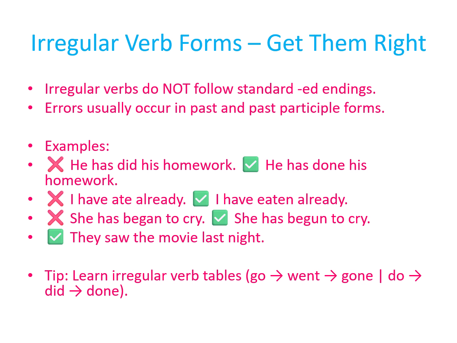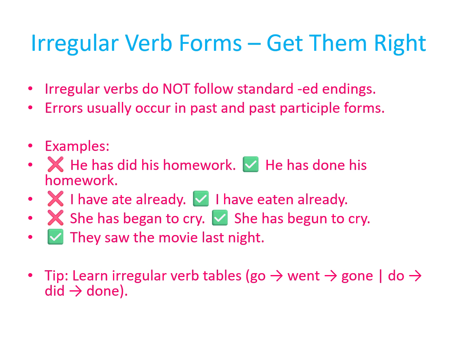Another common error, "I have ate already." That should be "I have eaten already." And, "she has began to cry" is incorrect. The past participle of begin is begun, so, "she has begun to cry." A correct example of using the simple past is, "they saw the movie last night." That uses saw, the past of see. To avoid these errors, it's helpful to memorize the forms of common irregular verbs, like go, do, eat, see, begin, in all three forms, base, past, and past participle.